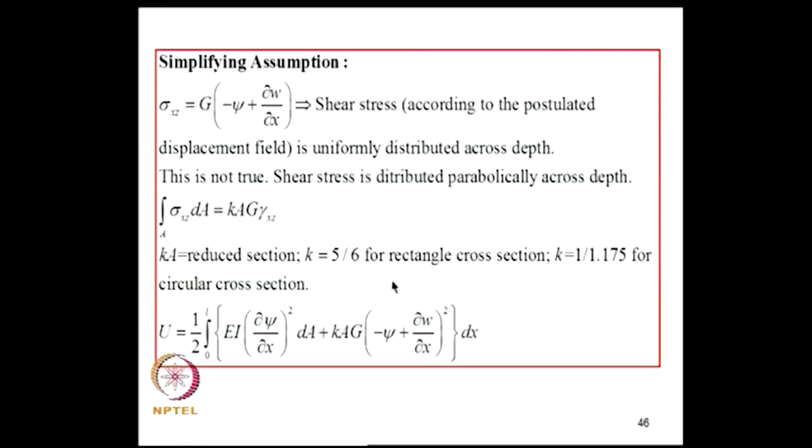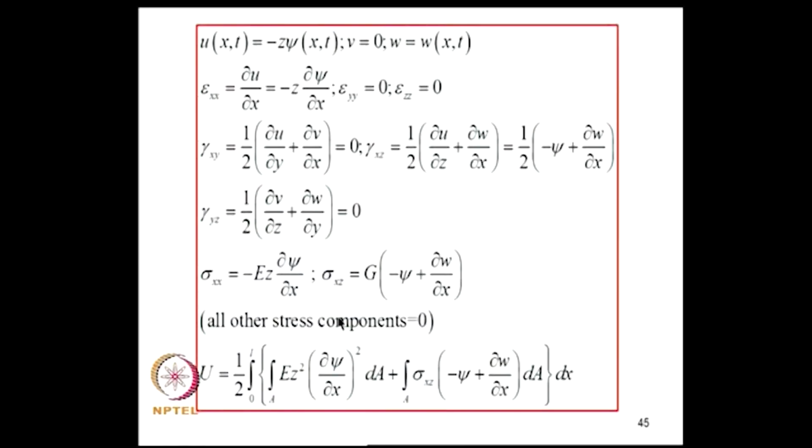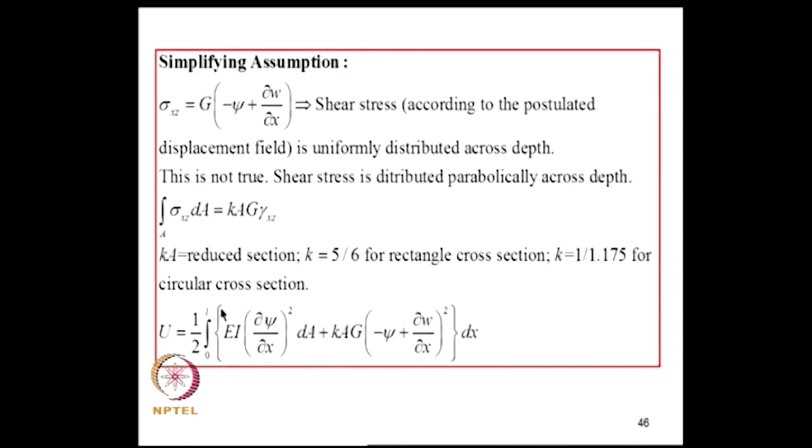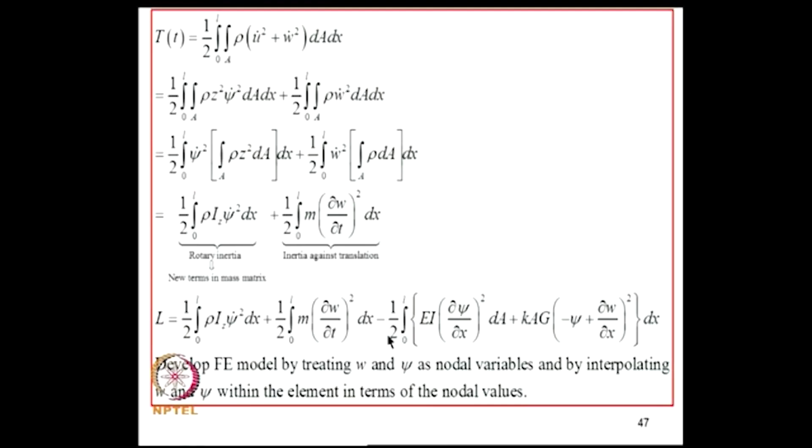So, using that assumption, now the second term can be simplified and I will get this expression for strain energy. Now, there are two field variables, w and psi. The kinetic energy is due to axial deformation and bending. For axial deformation I use the postulated displacement field, which is z square psi dot square dA dx, and for the transverse vibration it is half this integral rho w dot square dA dx.